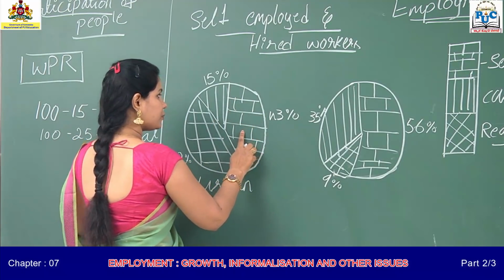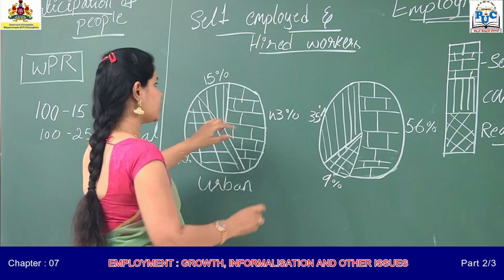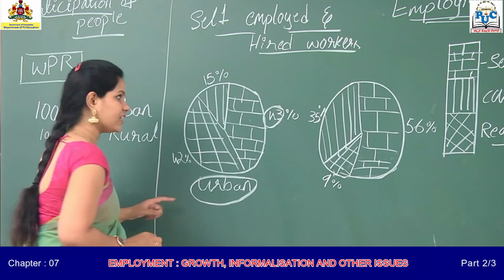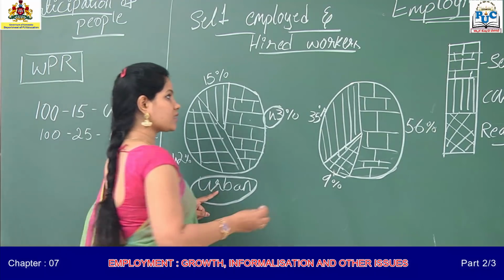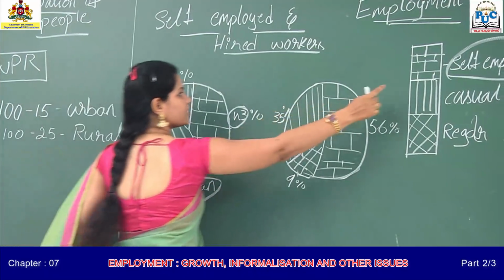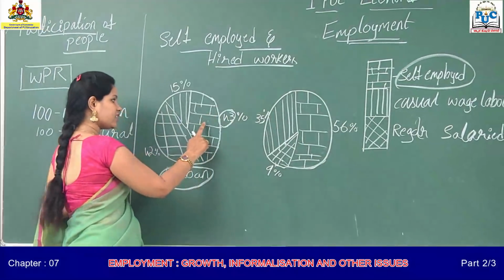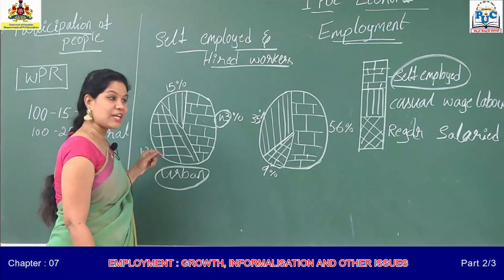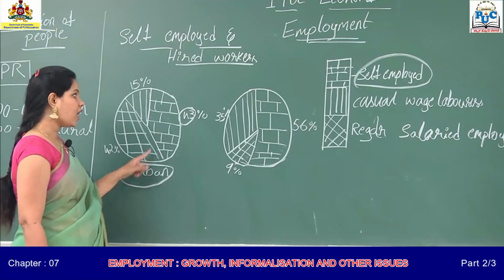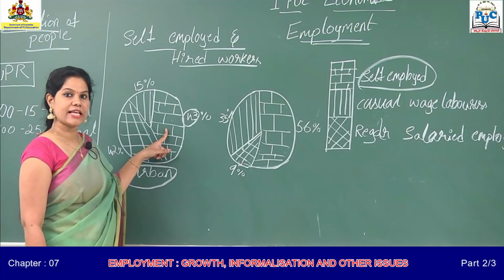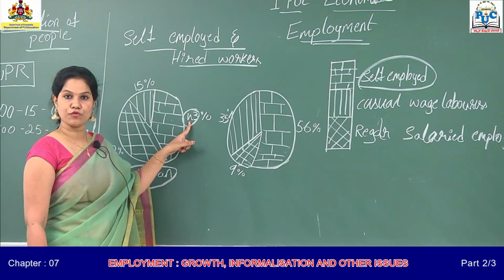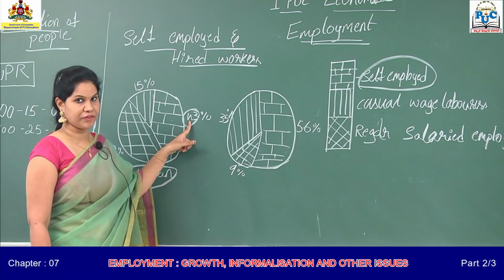What is the 43% here? The 43% which we are showing in this diagram is related to the urban area, and this particular diagram talks about the self-employed. Can you see this? This particular design we have here. So this 43% is self-employed. In the urban area, how many percent of people are self-employed? In the urban area, 43% of the population are self-employed.